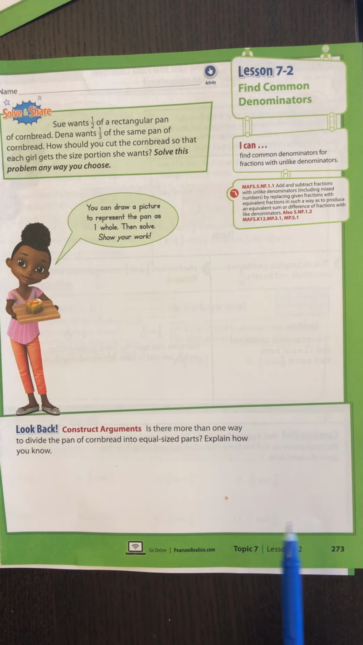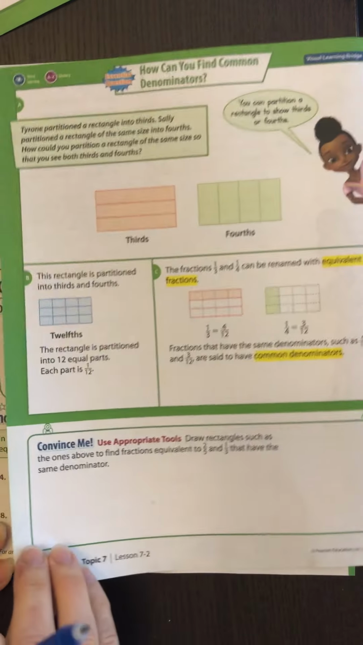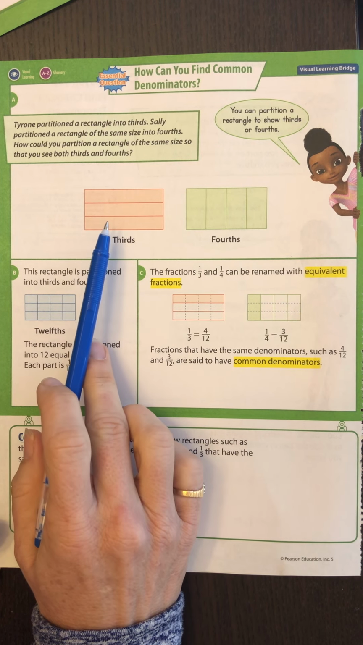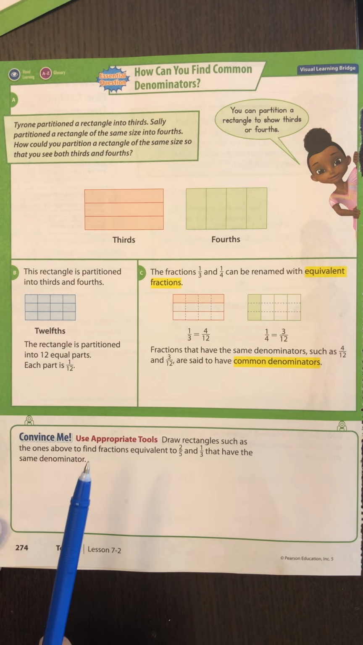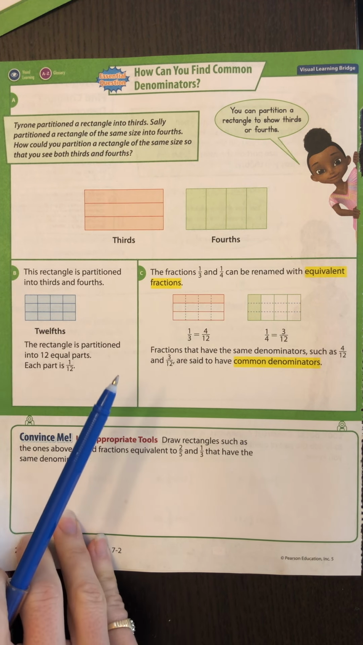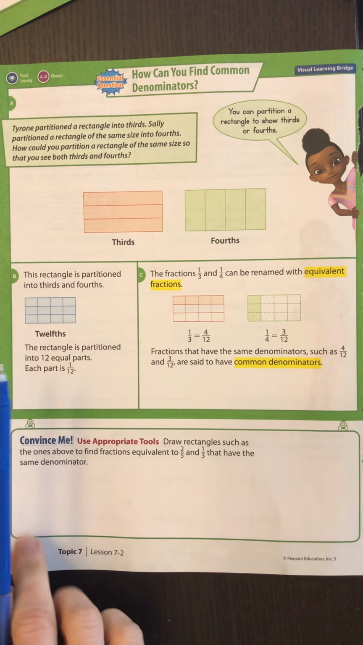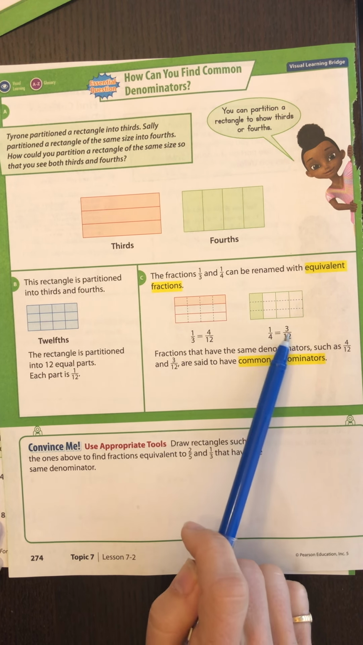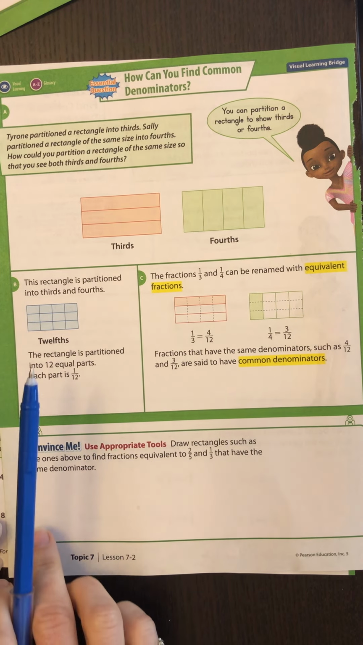And with that, we're on page 274, and you found common denominators with basically pictures that were partitioned to show the fraction amounts, to find equivalent fractions. And common denominators, meaning the same denominator, so you can easily compare them.